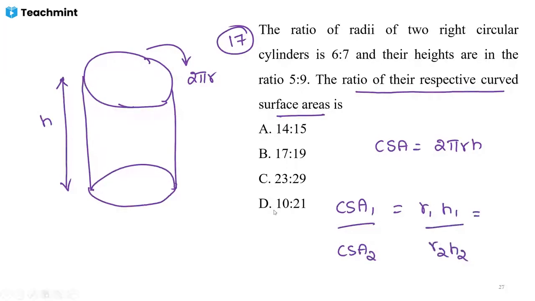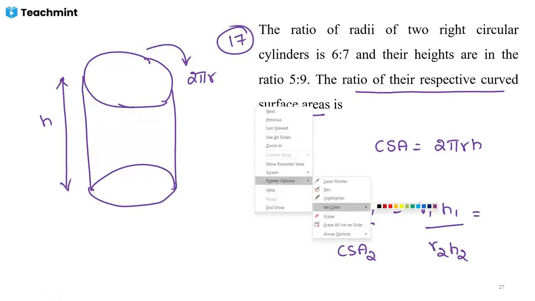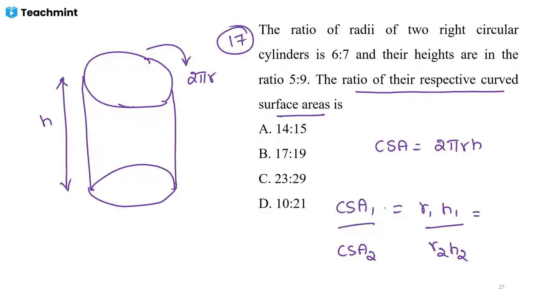R1 h1: radius is 6 by 7, height is 5 upon 9. This is 3 times, 2 times, 3 times. Got 10 and 21. Option D. Option D. Curved surface area of a cylinder is 2 pi rh. Curved surface area 2 pi rh.